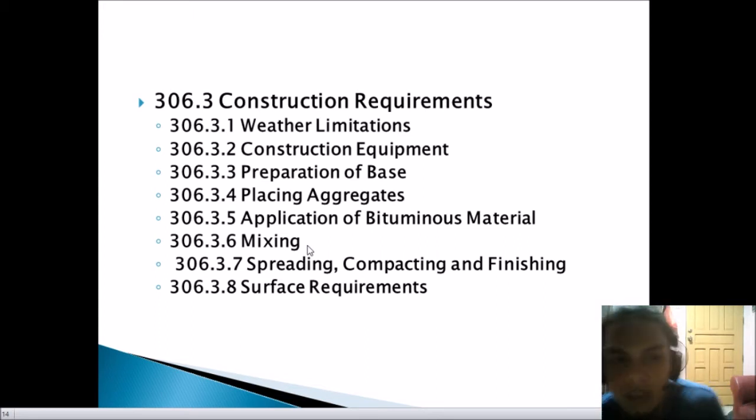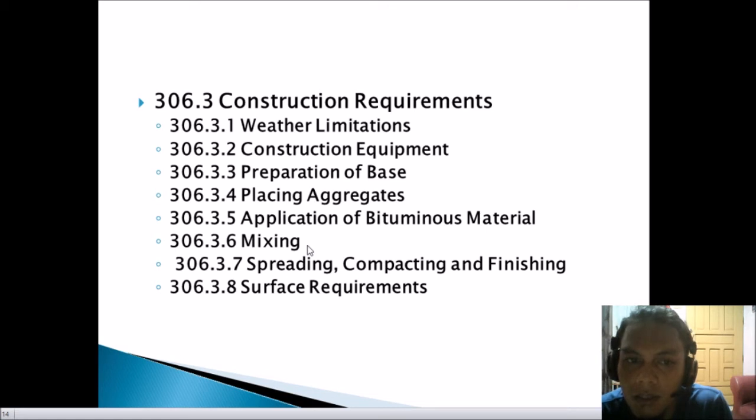So next is 306.3.5, the application of bituminous material. The bituminous material shall be uniformly distributed in successive applications with the right amount and at such intervals as directed. The mixing equipment shall follow immediately behind the distributor after each application of bituminous material to partially mix the aggregates and the bituminous material. So that is the mixing.